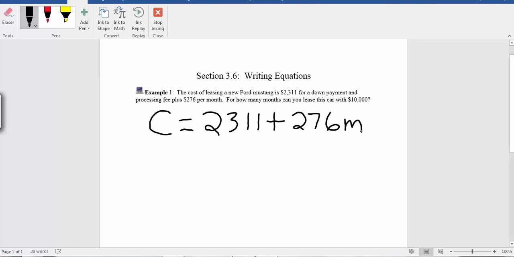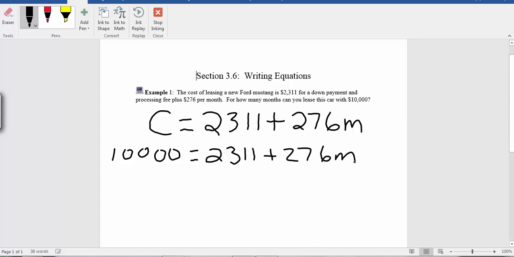Alright. Now, let's get into the question. For how many months can you lease this car with $10,000? So if you have $10,000, that's how much you want it to cost. So to substitute in, we're going to substitute the $10,000 in for the cost. And now that we have that substituted in, we have one equation with one variable.